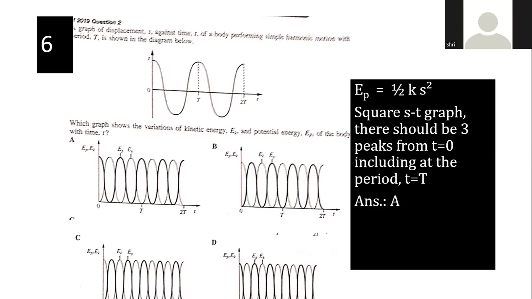So you have to start from potential first, is it? Because you are given displacement, then you start with potential. Oh, okay. You just square that. Square that, 1 peak. Square negative becomes positive, and square that becomes positive. So 3 peaks from 0 to T. Then look at the graph there. Where the potential is maximum, kinetic is 0. That's all.